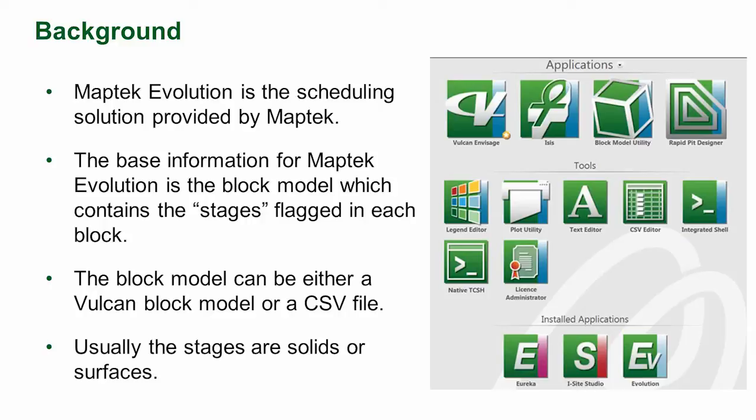Today, our focus will be on how we can make sure that the information related to tonnages and grades can be easily assigned from the mine design in Vulcan to a block model variable available to be consumed by Maptek Evolution. As I mentioned before, the base information for Maptek Evolution is the block model, which contains the mine design, which are the stages flagged in each block. It's important to mention that the block model can be either a Vulcan block model file or a CSV file, and the mine designs in general are solids or surfaces.